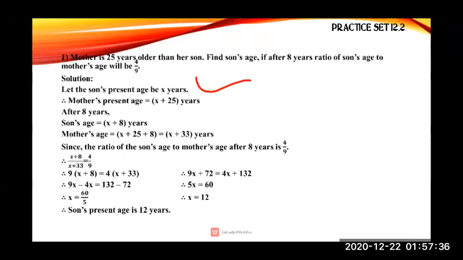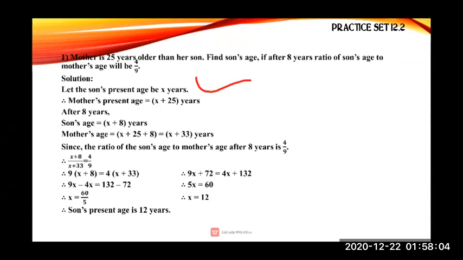See here, first we will assume the son age. The son present age be x. Then the mother age automatically becomes x plus 25 because mother is 25 years older than her son. So her son age we have assumed as x. So here mother present age will become x plus 25.